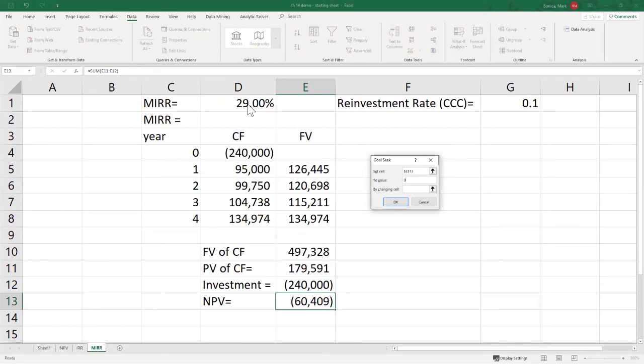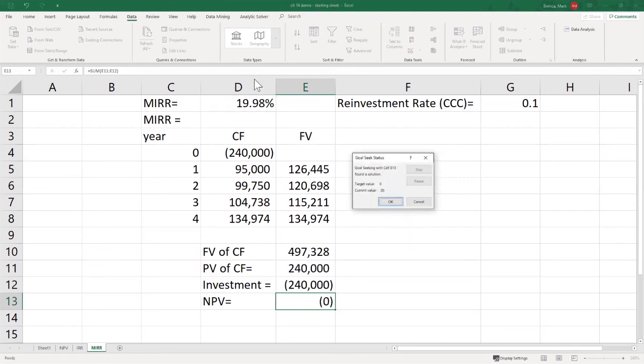And it says, oh, I go up here and change this number. So I'm going to say, okay, I want you to change this number. I want you to change the 29% to some other number that is going to cause the PV of the cash flows to go to 240. So once I have that, I just hit OK.